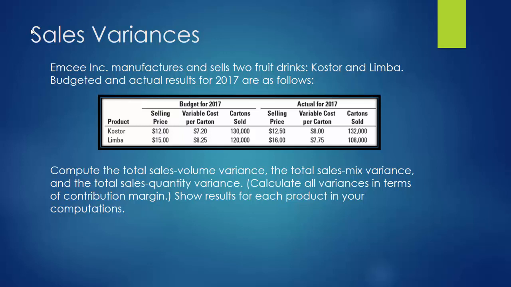So for this example, we're going to have a company called MC Incorporated, and they sell fruit drinks. They have two different brands. To keep it simple, we'll keep the information small. They are the Costor and the Limba. In this chart, we have the budgeted and actual information for these products: selling price, the variable cost or cost to produce each carton of these fruit drinks, and the number of cartons they expected to sell and actually sold. So we can use this information to start calculating our variances.